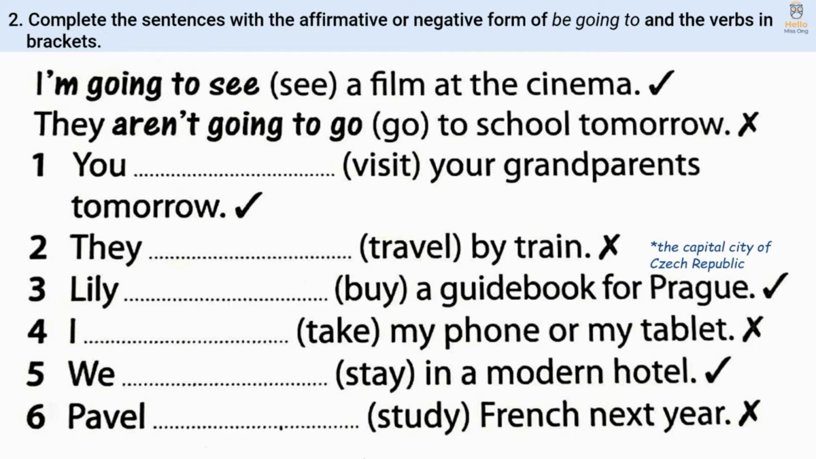Exercise 2. Complete the sentences with the affirmative or negative form of be going to and the verbs in brackets. When you see a tick, you have to use the affirmative form. I'm going to see a film at the cinema. When you see a cross, you have to use the negative form of be going to. For example, they aren't going to go to school tomorrow. Now you may try to fill in the blanks.